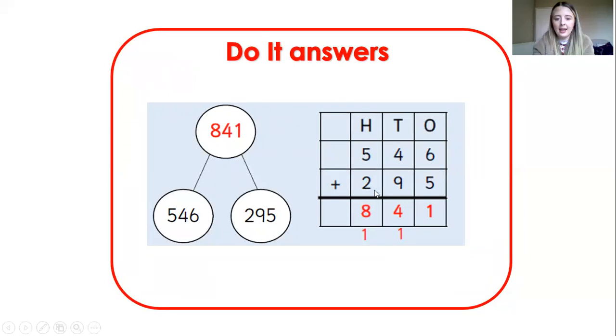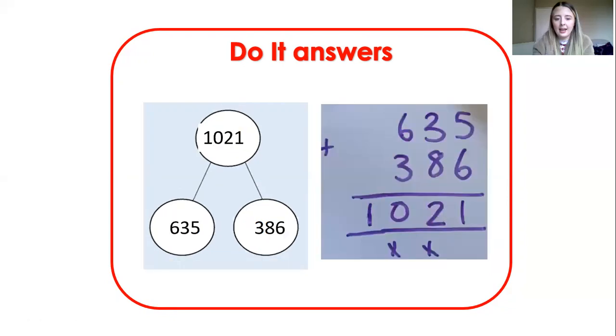Add 295. 6 add 5 is 11. We're exchanging 10 of the 1s. 9 add 4 is 13, but remember to include this one, so it's 14. Exchange 10 of those 10s for 100. And then we've got 5 add 2 is 7. Add the extra 100 is 800. 841. And finally, this is our tricky one.